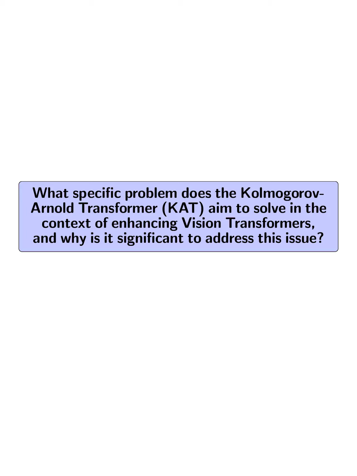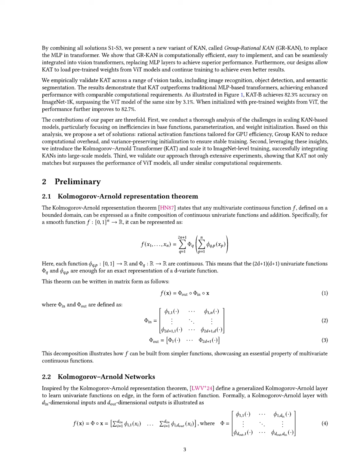What specific problem does the Kolmogorov-Arnold Transformer, CAT, aim to solve in the context of enhancing vision transformers, and why is it significant to address this issue? The Kolmogorov-Arnold Transformer, CAT, aims to solve the scalability issues associated with integrating Kolmogorov-Arnold Networks, KANs, into vision transformers, ViTs.